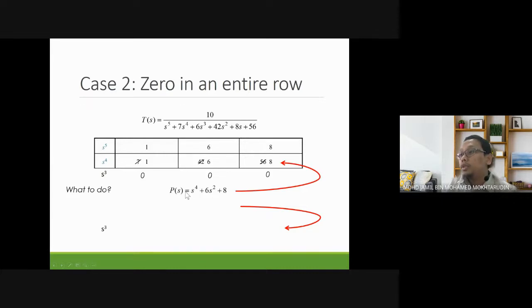And then after you generate this new polynomial, you differentiate this polynomial with respect to S. So you get 4S cubed plus 12S. And then we can use this new differentiated polynomial to replace our row number 3, S3. So we use 4 and 12 and 0 instead of the values here. So we use this new value.